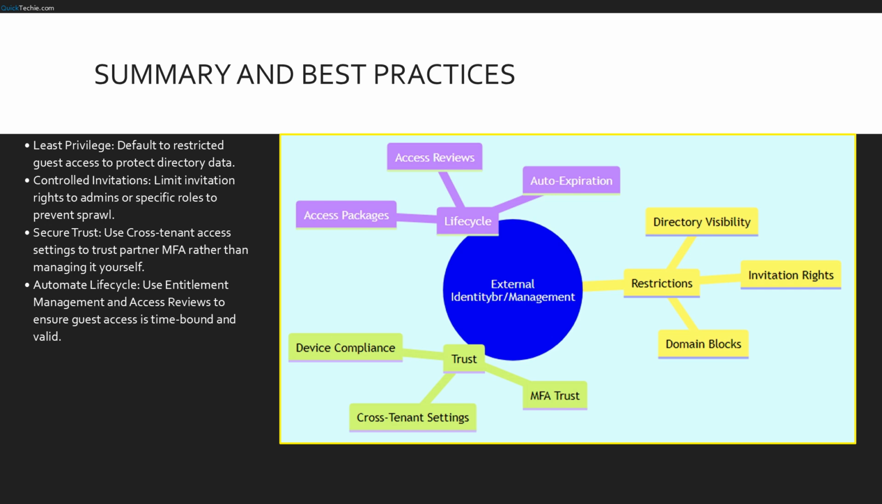Our final visual is a mind map summarizing the key pillars. At the center is external identity management. Branching out, we have restrictions covering visibility, invitation rights, and domain blocking. We have trust, focusing on cross-tenant settings like MFA and device compliance. And crucially, we have lifecycle, encompassing access packages, reviews, and expiration. Keep these three pillars in mind to maintain a secure and efficient external collaboration environment.